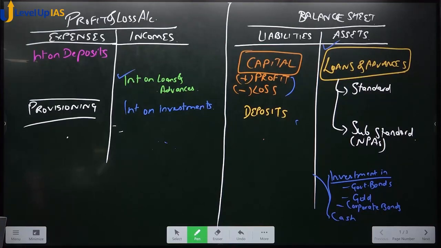Why increase? Only substandard I am talking about. I have said minus loss. I told you when it is a loss, bank will say to the owner, loss ho gaya, I don't give you more. So capital will reduce. Your logic is absolutely fine. Your conclusion was wrong. Right?